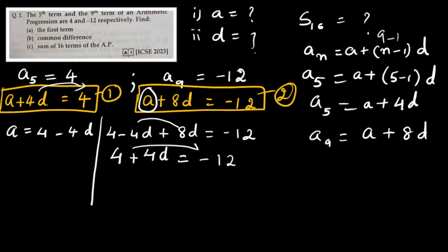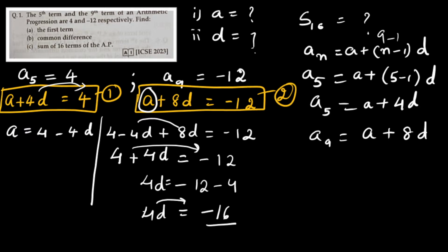And 4 is also a like term with negative 12. So we have to shift 4 to other side. When we shift 4 to other side, it becomes minus 4. So 4d is equals to minus 12 minus 4, it will become minus 16.